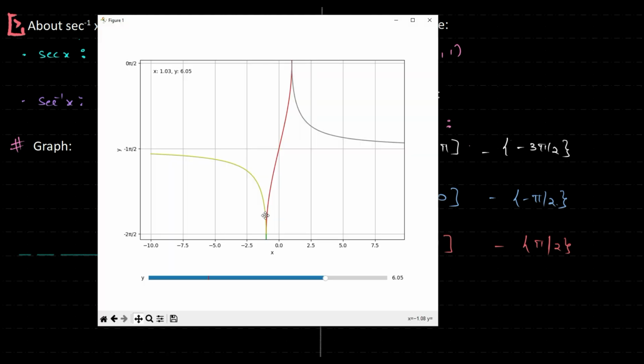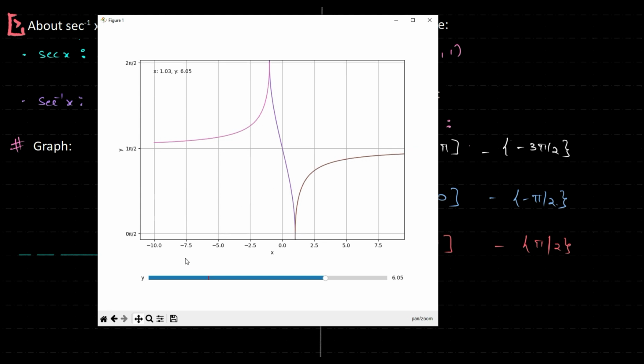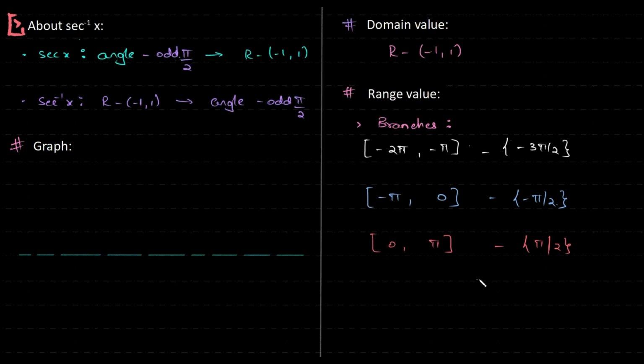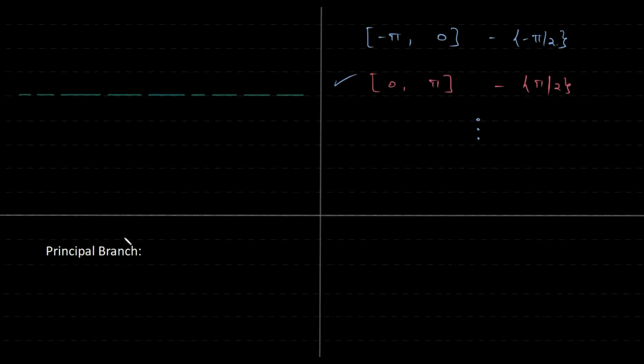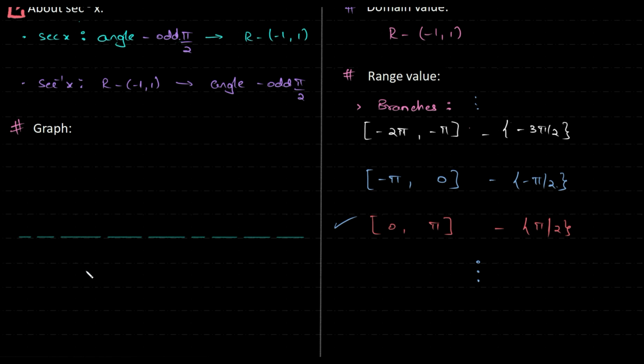Right, let me show this off. So basically, this is what we're looking at. 0 to pi excluding pi by 2. And we have such infinitely many at both the ends. So from this, we can pick our principal branch. Clearly, it is 0 to pi. So why is it? That obvious reasoning you guys have to figure out. It's not that hard.